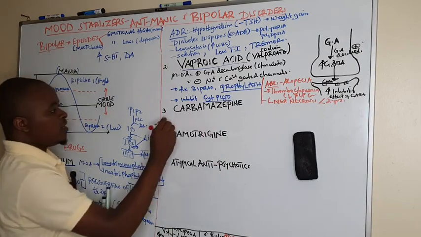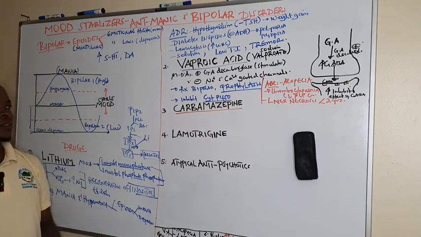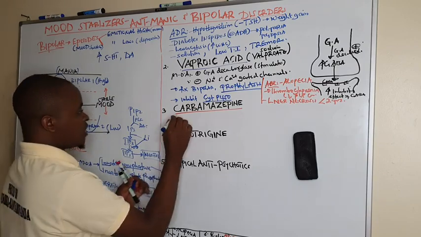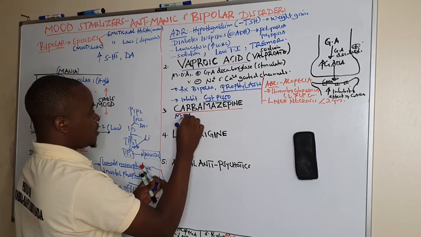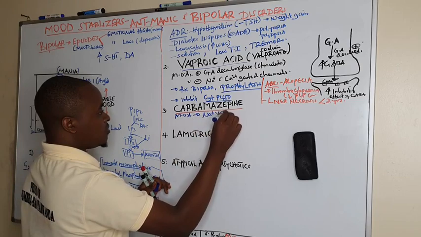Then another antiepileptic drug is carbamazepine. This carbamazepine, also its mechanism of action is by inhibiting sodium voltage-gated channels.